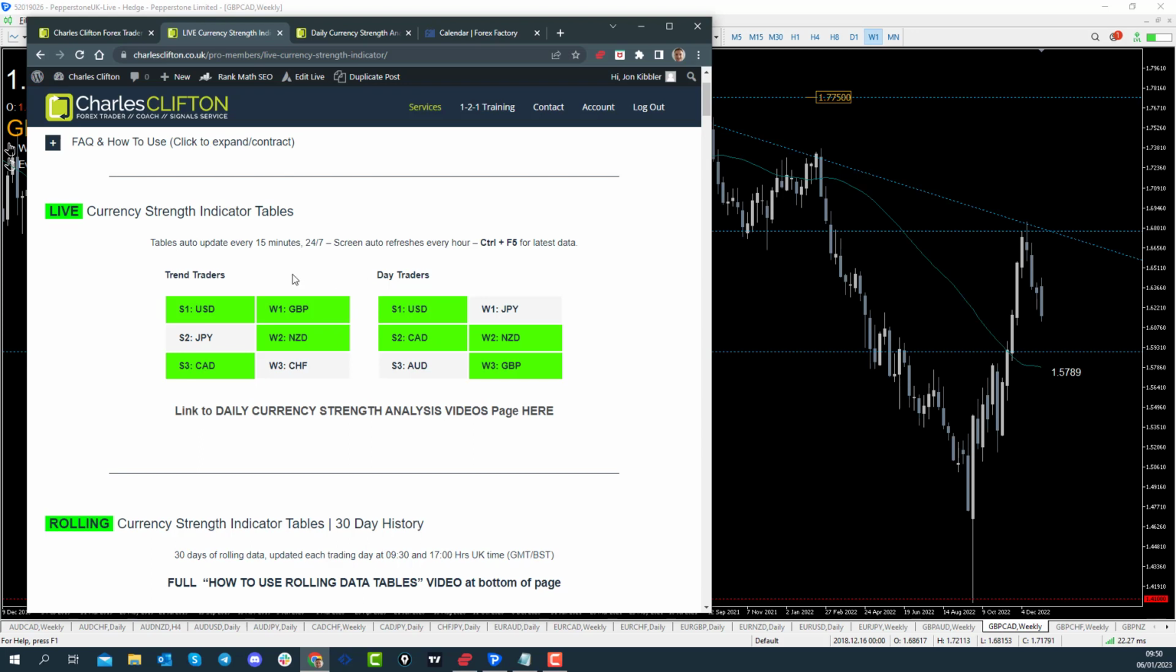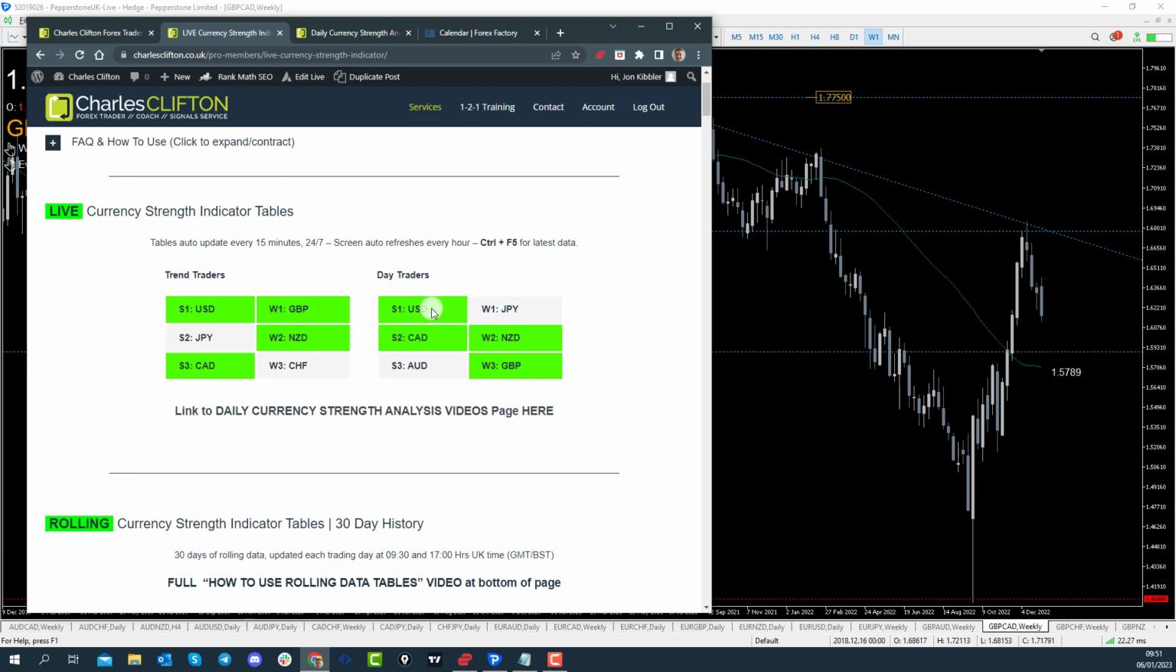So what are the tables showing us today? Well, the trend traders is telling us that the US dollar is the strongest currency at S1, followed by the Japanese yen at S2, followed by the Canadian dollar at S3. On the weak side of the trend traders table, we've got pound at the top at W1, followed by the New Zealand dollar at W2, followed by the Swiss franc at W3.